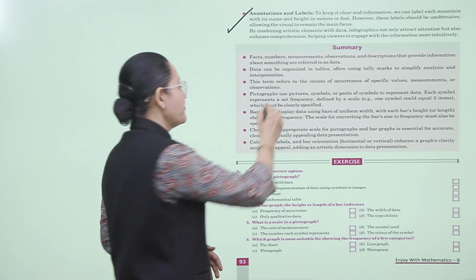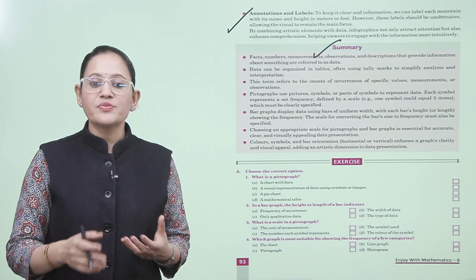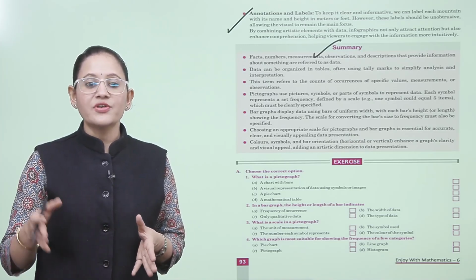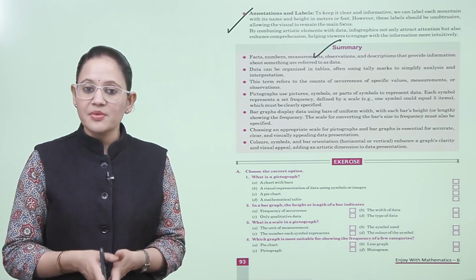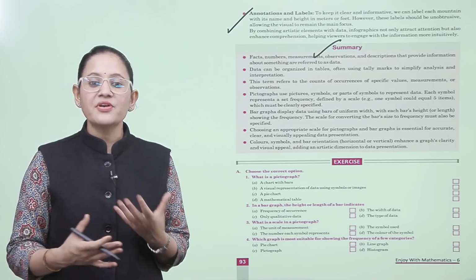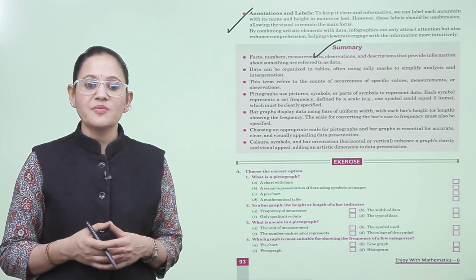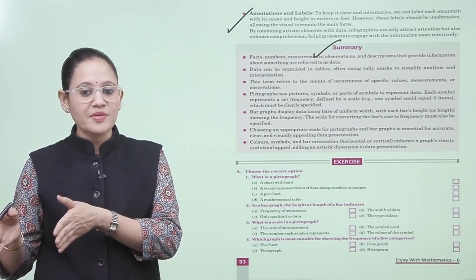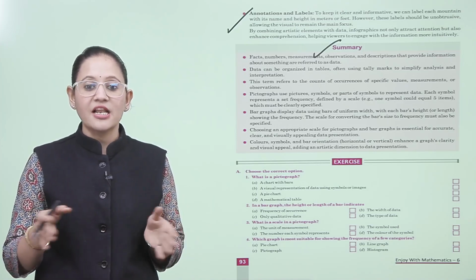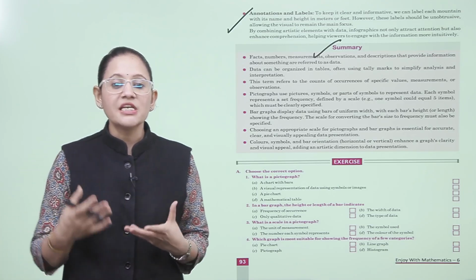Next is summary. Facts, numbers, measurements, observations and descriptions that provide information about something are referred to as data. Data can be organized in tables, often using tally marks, to simplify analyzing and interpretation. This term refers to the count of the occurrence of specific values, measurements and observations. Pictographs use pictures, symbols and parts of symbols to represent the data. Each symbol represents a set of frequency defined by the scale. For example, one symbol could equal 5 items, which must be clearly specified.